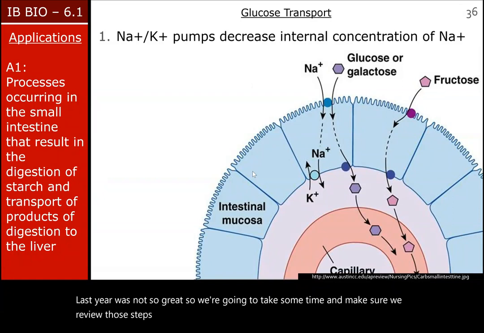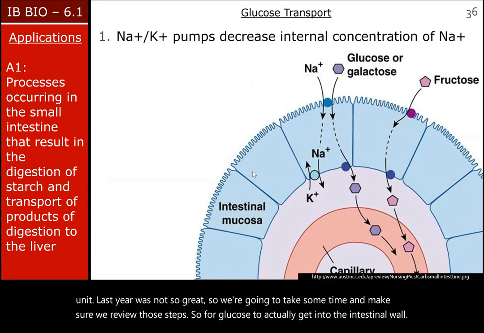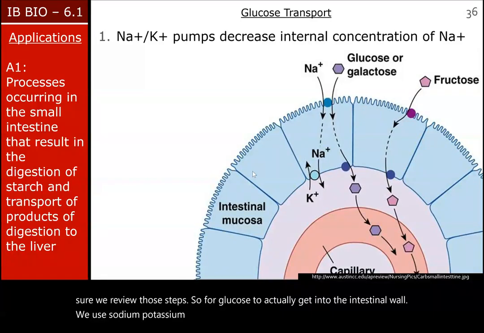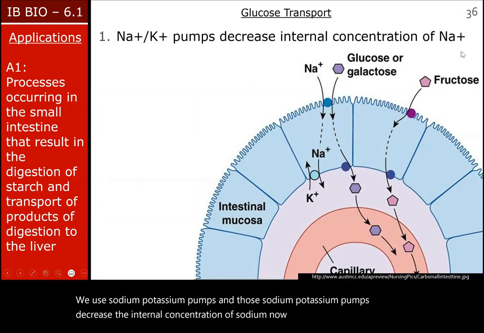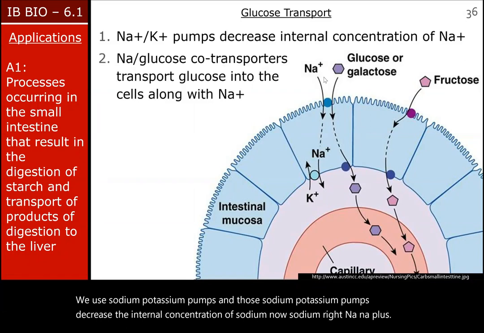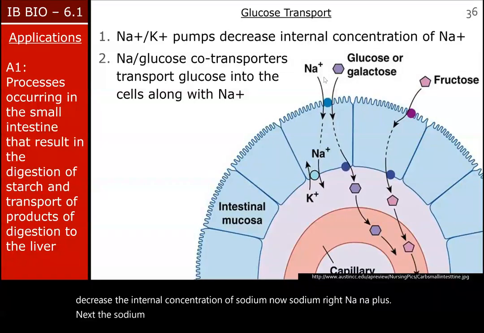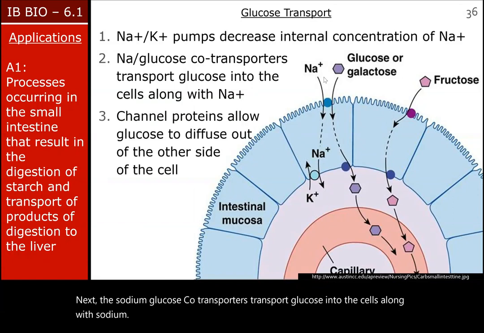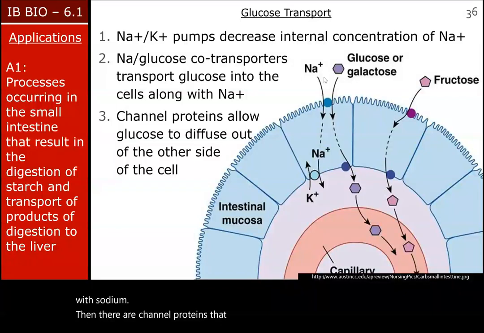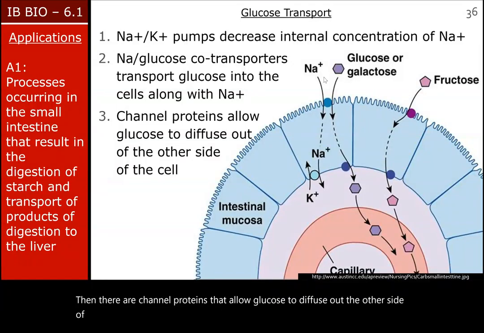So, for glucose to actually get into the intestinal wall, we use sodium potassium pumps. And those sodium potassium pumps decrease the internal concentration of sodium. Now, sodium, right? Na plus. Next, the sodium glucose co-transporters transport glucose into the cells along with sodium. Then there are channel proteins that allow glucose to diffuse out the other side of the cell, meaning this side, right?